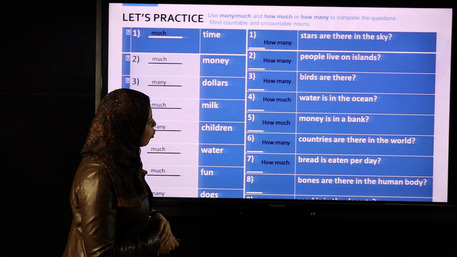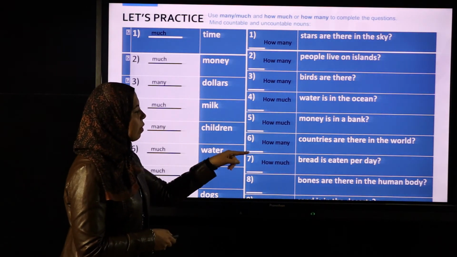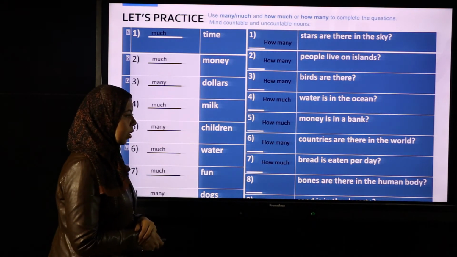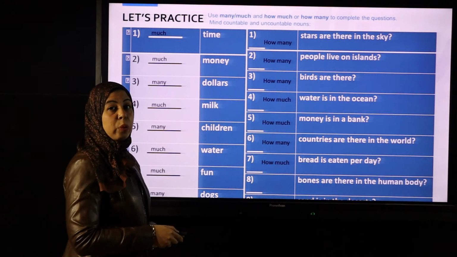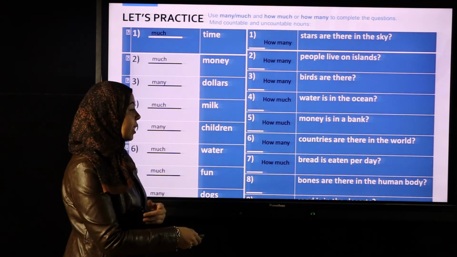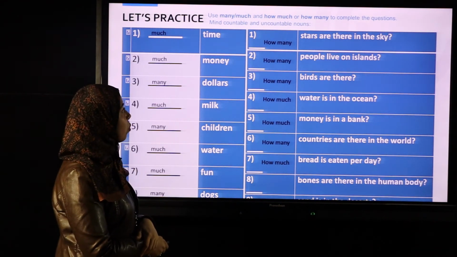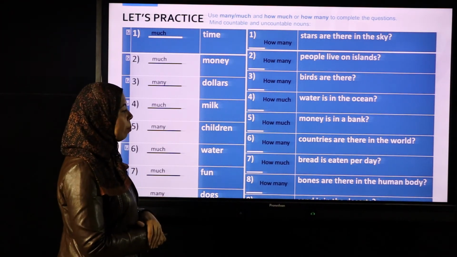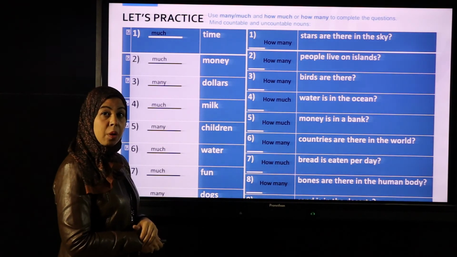Okay, how much or how many bones are there in the human body? Bones, I'm talking about bones. Can we count them? Yes, actually we can count them, so we are going to use how many bones are there in the human body.